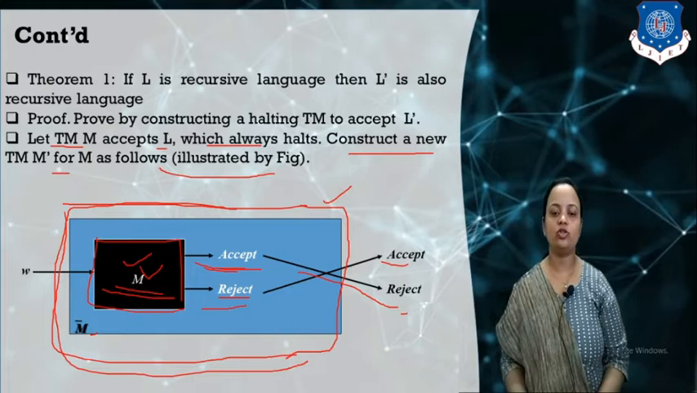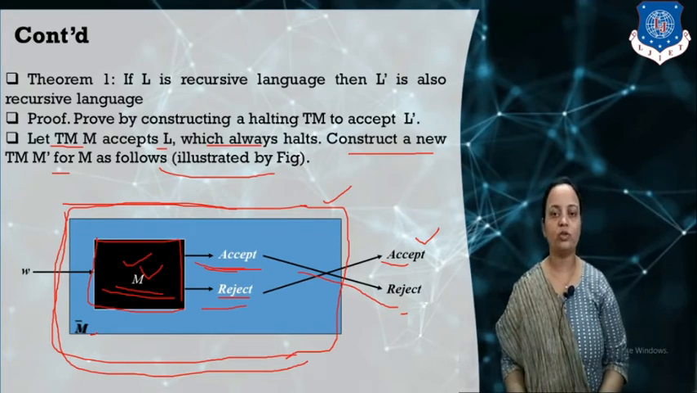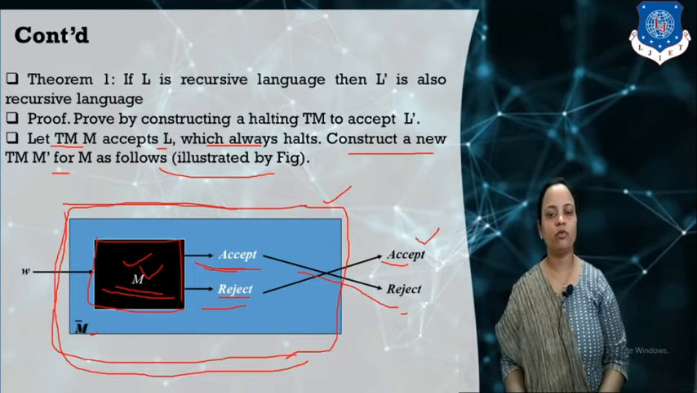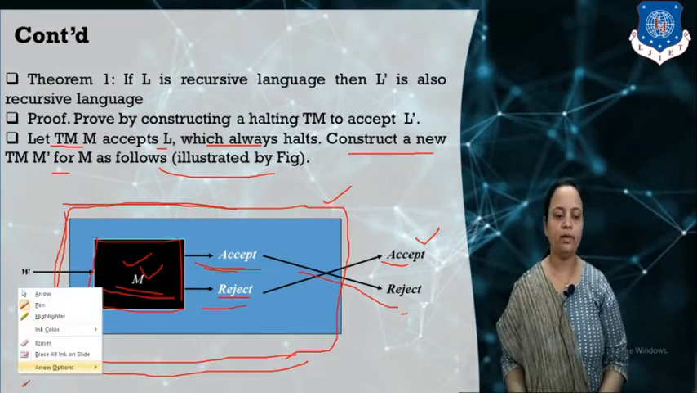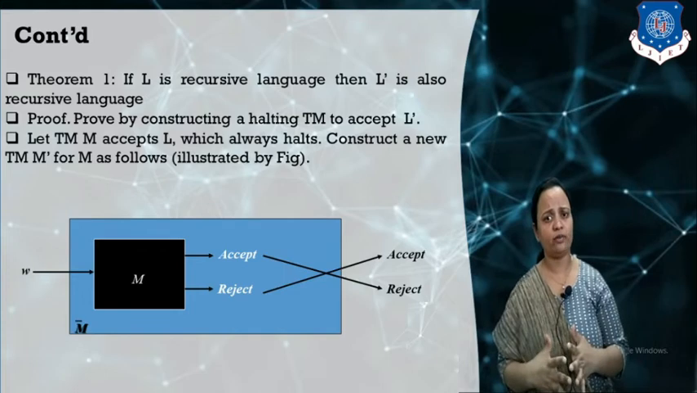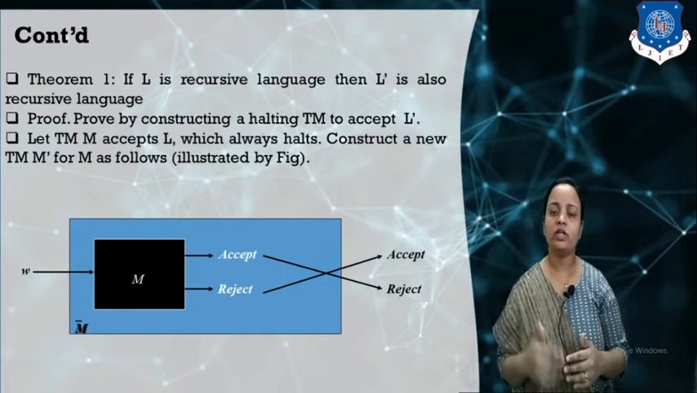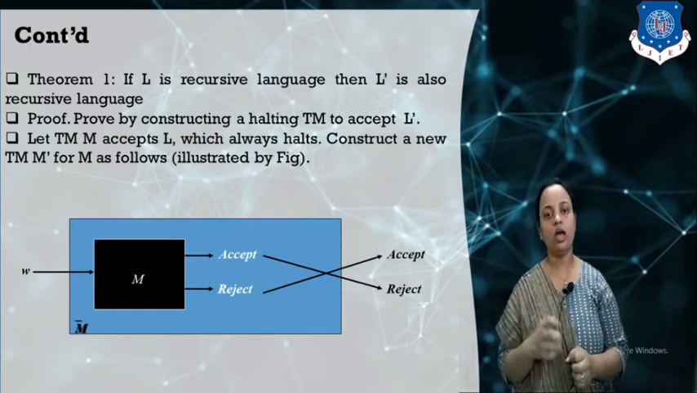So we can say that the two states are properly defined for L dash also. These two states are properly defined for M dash, which represents the Turing machine for the complement of L. M dash is the Turing machine designed for L dash. So we can say that L dash is a recursive language. Always remember, whenever we design a Turing machine for a language, and in that Turing machine the accepting state and the rejecting state are properly defined, we can say that the language is a recursive language.